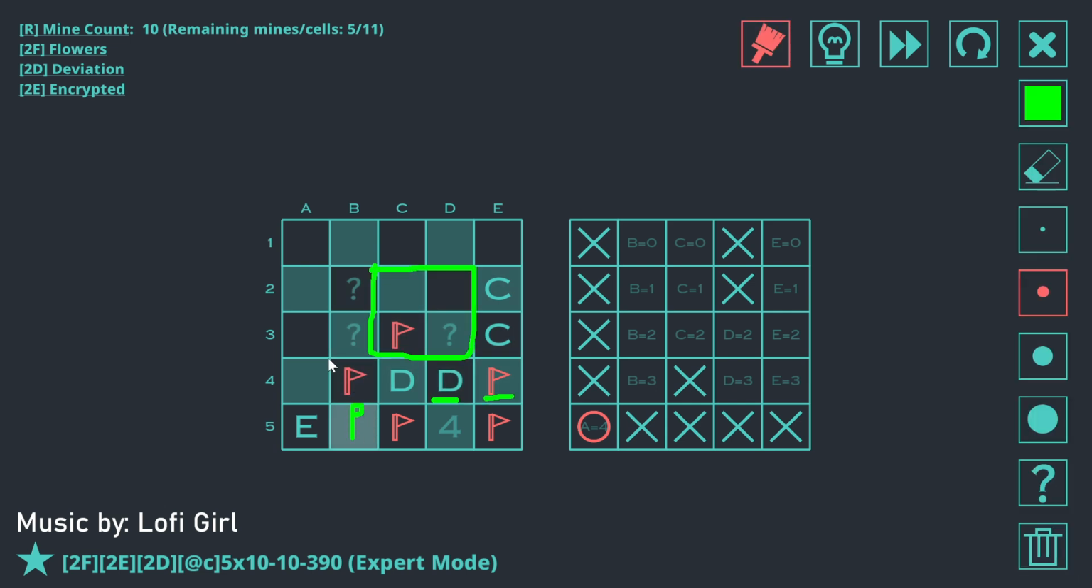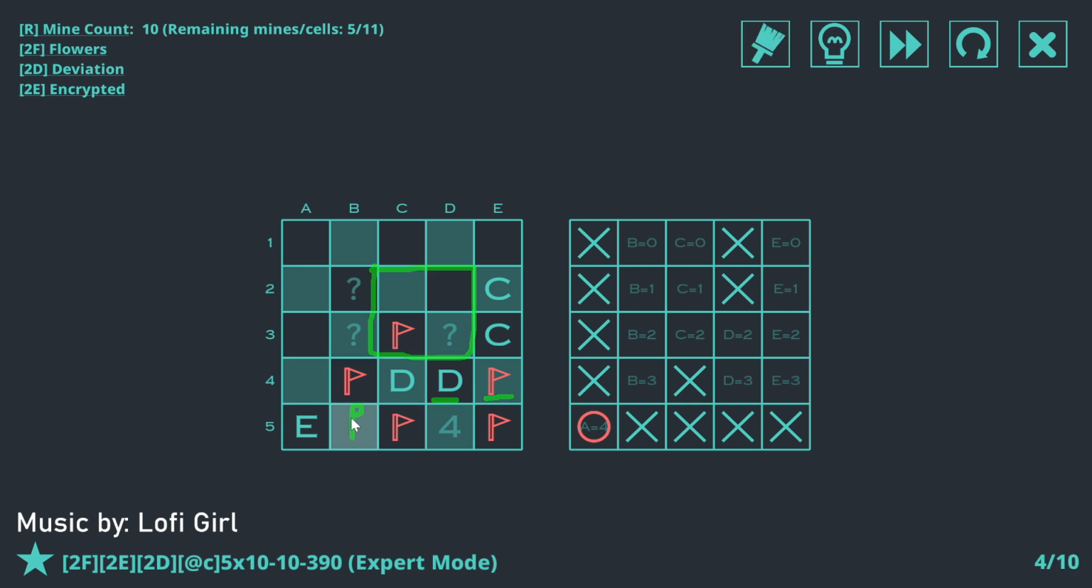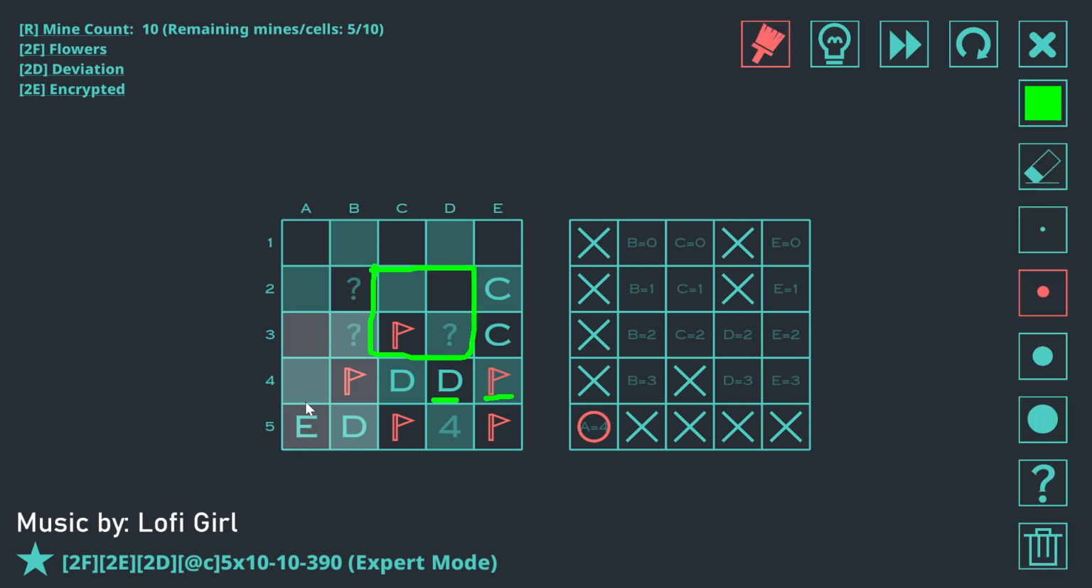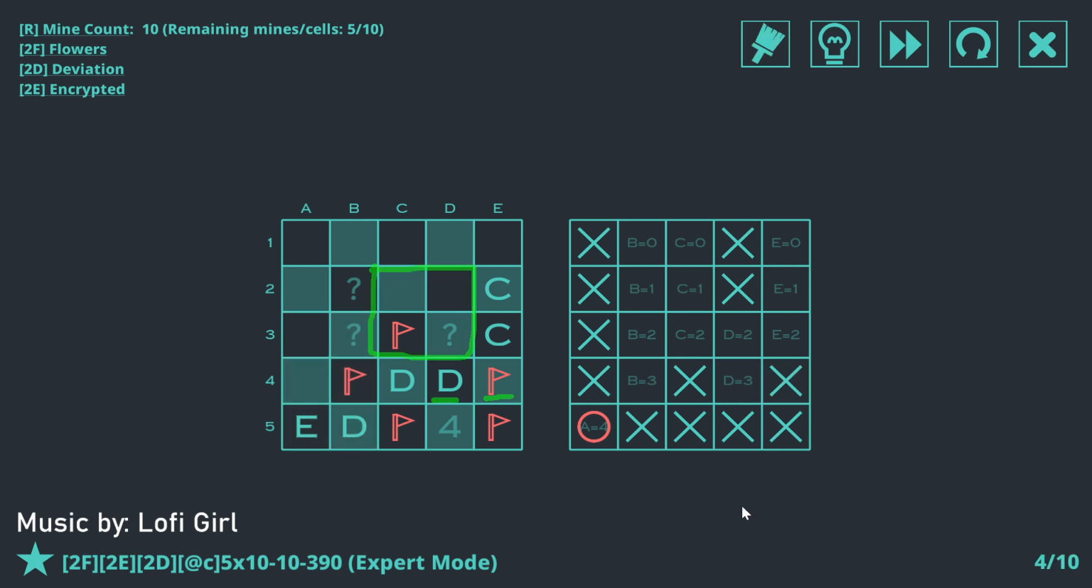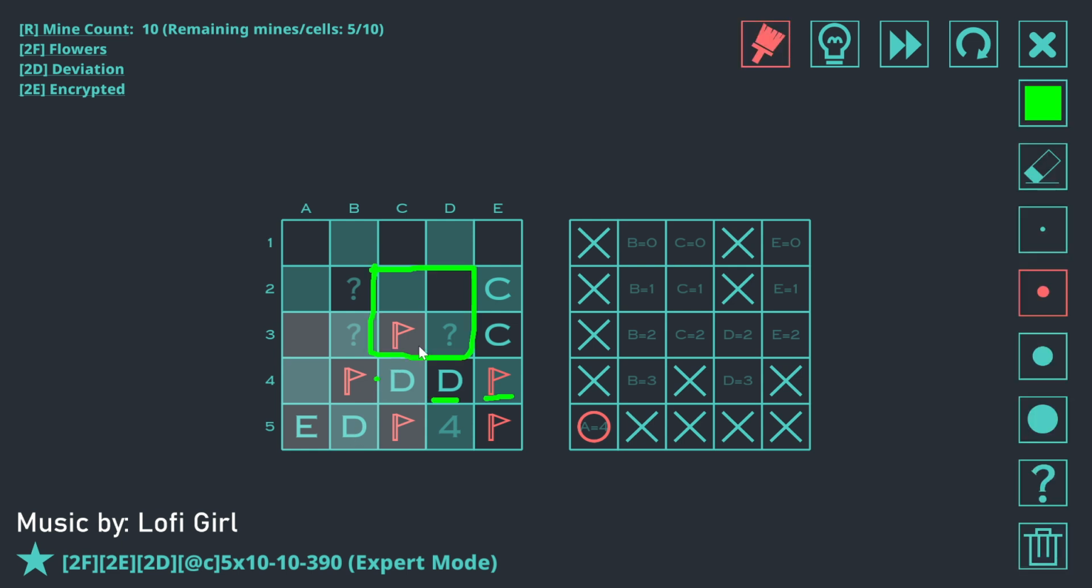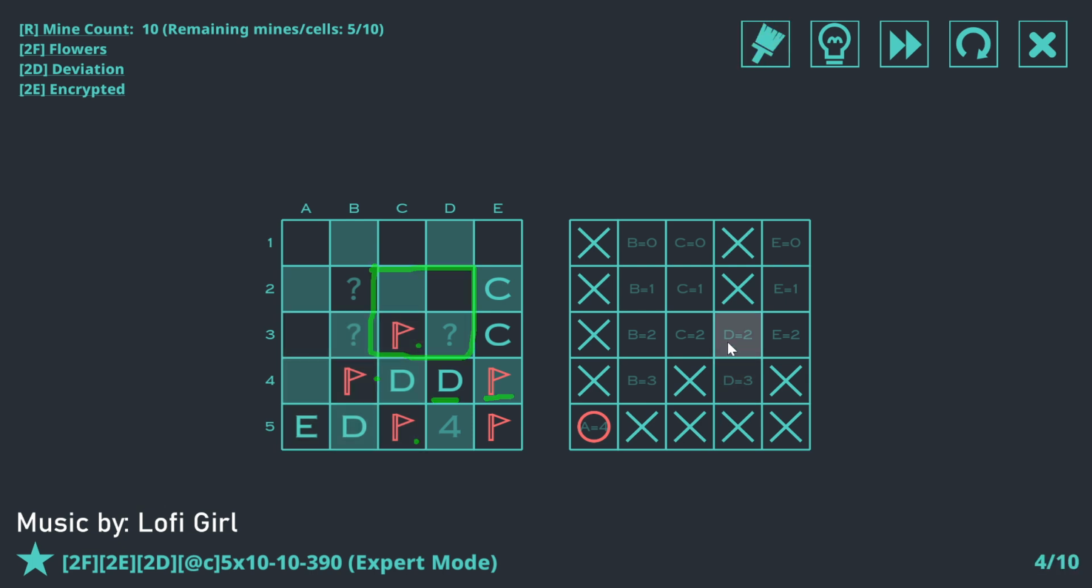Now this can't be a mine because it would break flower. And you have D. Well, D again can't be 4, so it can't both be mines. I guess E now can't be 3, because if E was 3, you'd have the exact same flower problem. I'm guessing D is 3. Yes, because D already sees 3 mines, so D can't be 2. So D is 3, and this 3 is complete. So there you go, this 3.